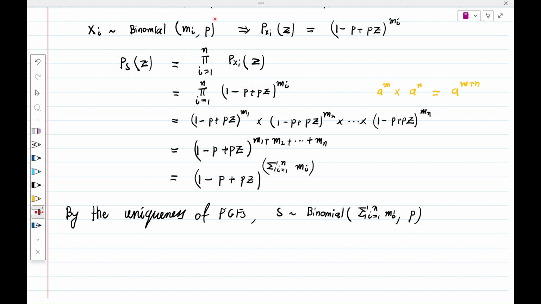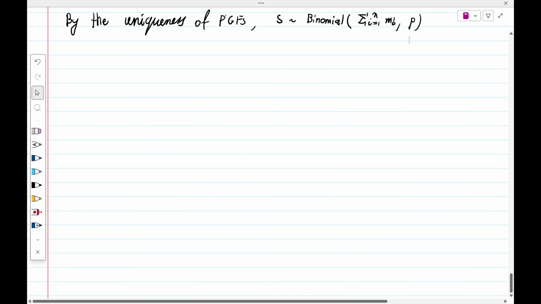In other words, the sum of binomials, all with the same probability of success parameter p, is another binomial distribution with probability of success parameter p, except now it is the equivalent of summing up all the trials, the number of trials in each of those binomial random variables. A very interesting property. Let's now take a look at another example to see this result.